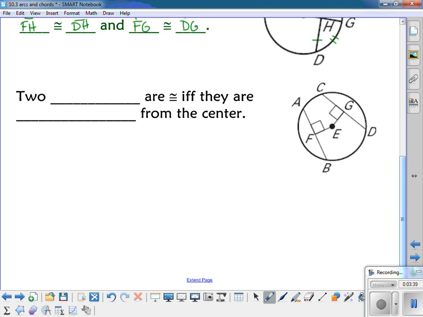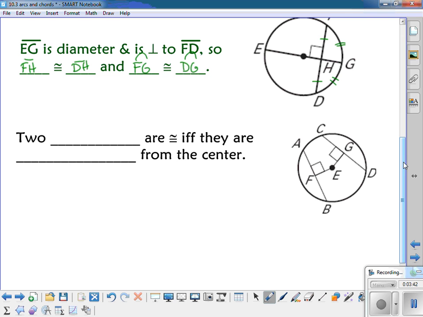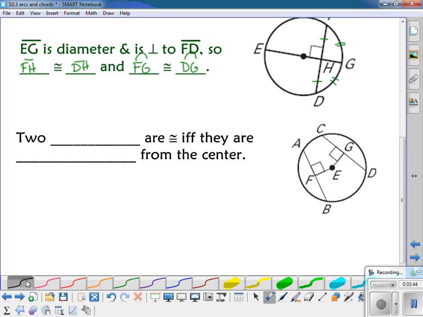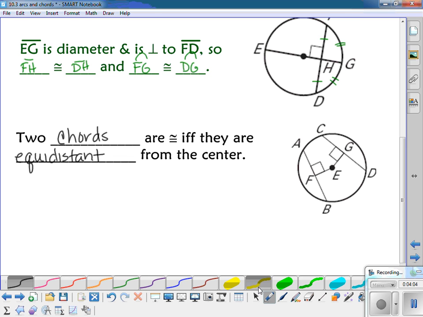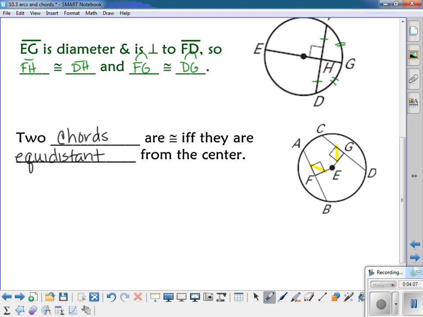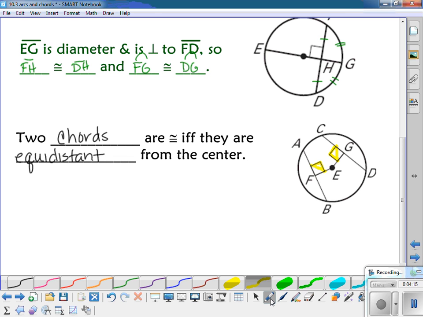All right, and so then the last property here. Two chords are congruent if and only if they are equidistant from the center. And so we notice that we have right angle markings here because distance from a point to a line has to be perpendicular.